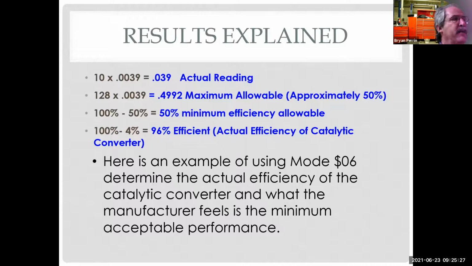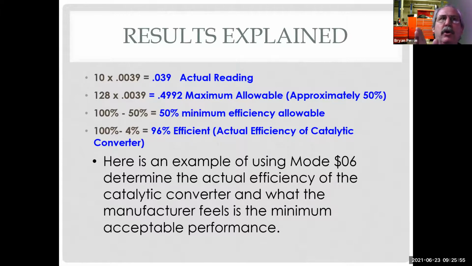In this case, my converter is working at 96% efficient. What I've done is taken my reading and subtracted it from 100%, and that gives me my 96% efficient. So this is really neat because I can look at a catalytic converter and see how well it's doing. I can put a replacement catalytic converter on a car and see how well it performs to make sure it's going to be good for the customer.